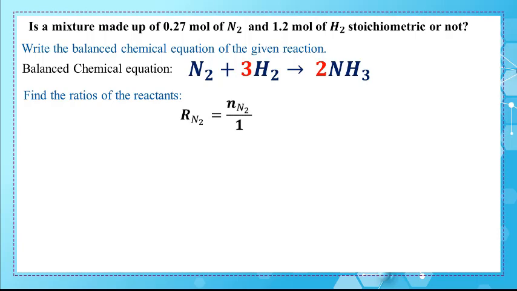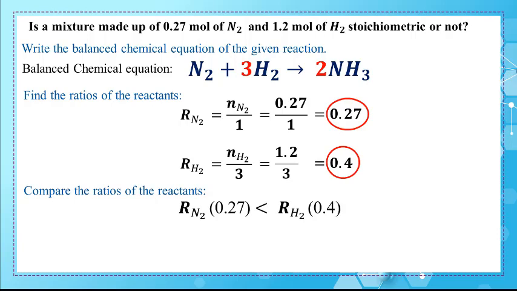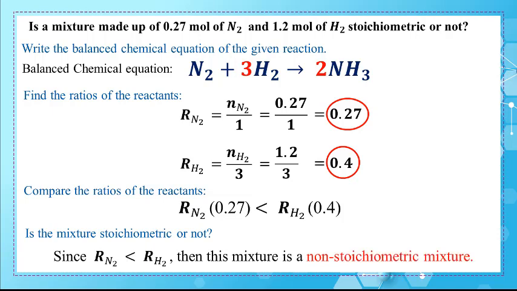The ratio of N2 equals number of moles of N2 over 1 equals 0.27 over 1 equals 0.27. Ratio of H2 equals number of moles of H2 over 3 equals 1.2 over 3 equals 0.4. Let's compare the ratios now. The ratio of N2, 0.27, is less than the ratio of H2, 0.4. Deduce now if the mixture is stoichiometric or not. Since the ratios are not equal, then this mixture is a non-stoichiometric mixture.